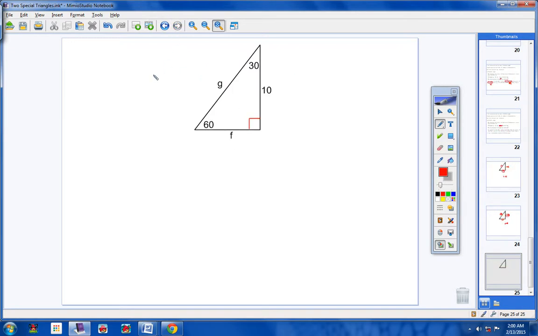Alright, last but not least, this problem here. Go ahead and copy this down, please, and then we're going to be finished. We'll work this out and we'll be done.